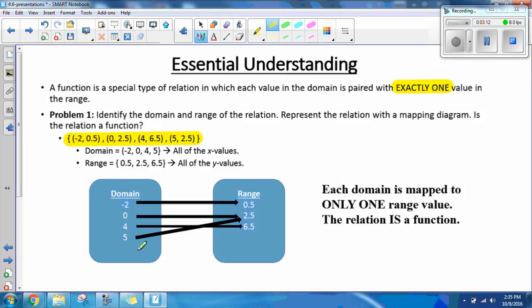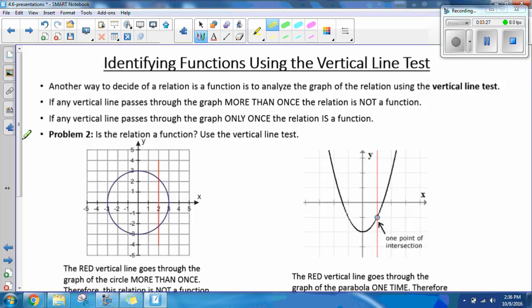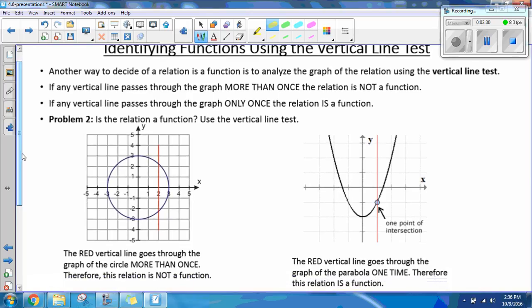If one of the values in the domain, let's say for example 0, mapped to 2.5 and to 0.5, then it is not a function. It is just strictly a relation. Another way to decide if a relation is a function is to analyze the graph of the relation using the vertical line test. If any vertical line passes through the graph more than once, the relation is not a function. If any vertical line passes through the graph only once, then the relation is a function.